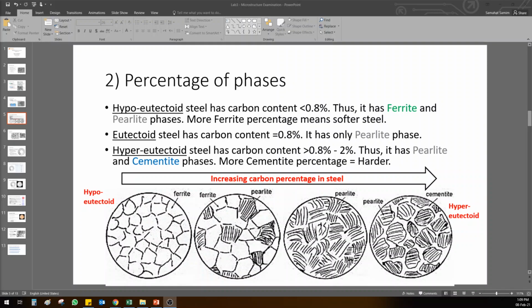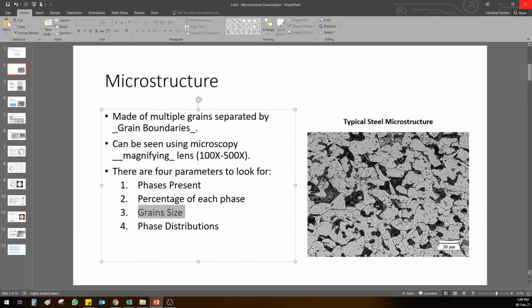Okay, after this, the third piece of information I want you to find from the microstructure is the grain size. The grain size is simply the size of the grain, and there are two methods to find it. So let me show you what grain size is.